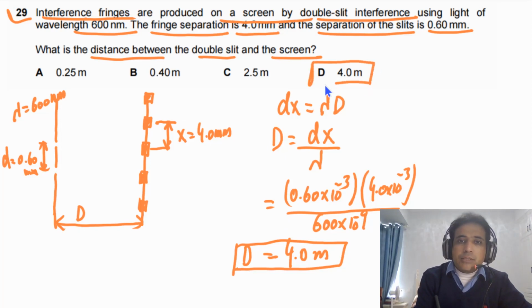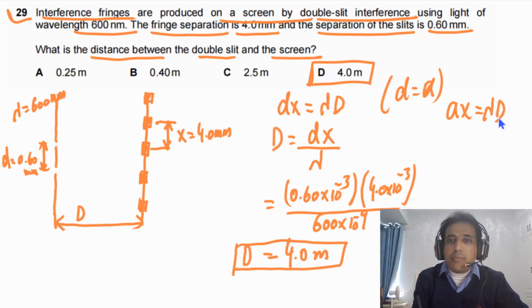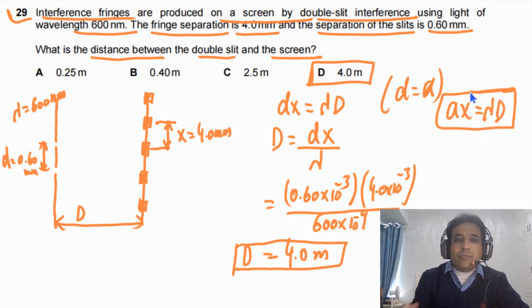So this is how you can answer this question. Pretty straightforward question. Simply you need to understand this D; you can also replace it with a. Maybe you get a little bit confused with that. So we can say d we can replace with small a. Then we can say ax has to be equal to lambda times capital D. So this is the equation for the double slit.